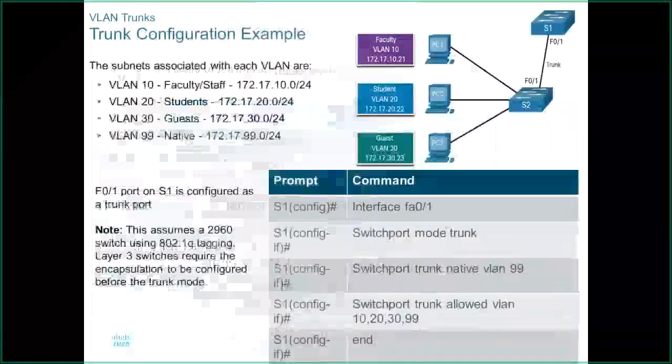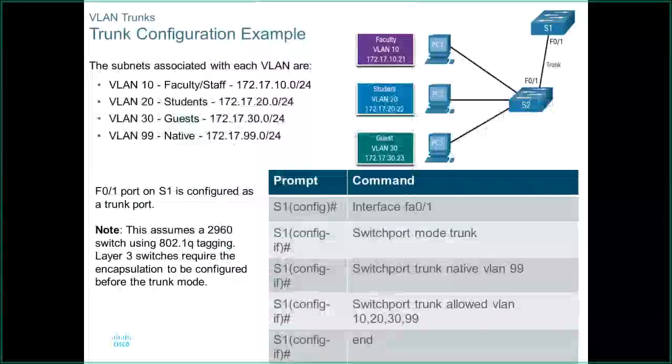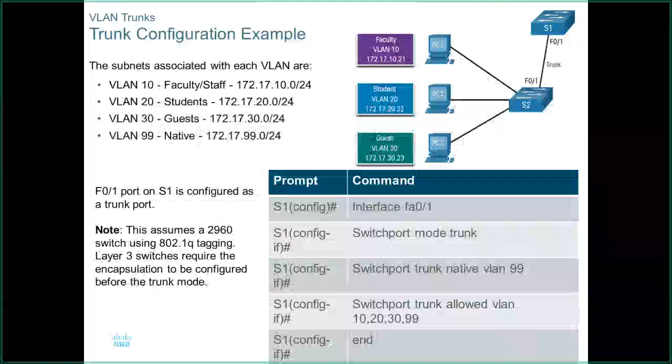So in this example, we have VLANs 10, 20, 30, and 99, and we have a trunk between S1 and S2. So we go into the interface F0/1, switchport mode trunk, switchport trunk native vlan 99 being our management VLAN, and then we're going to allow switchport trunk allowed vlan 10, 20, 30, and 99.